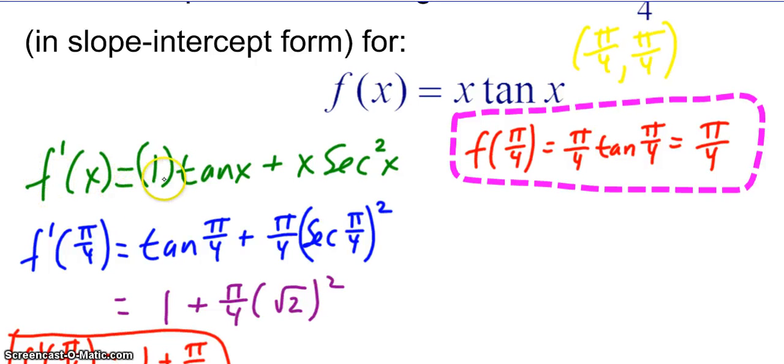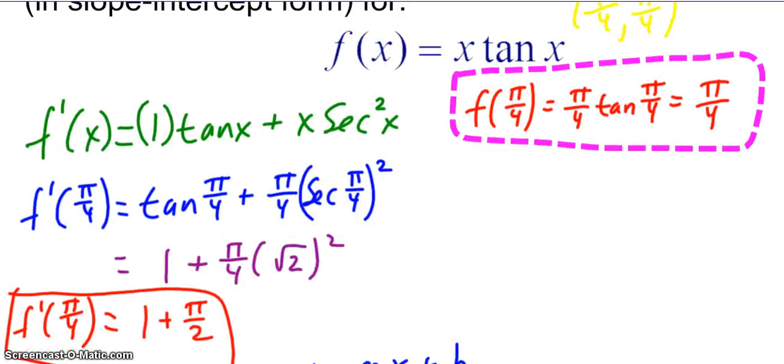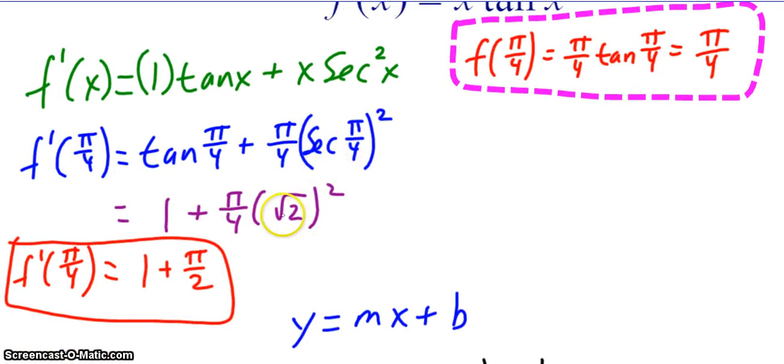So f prime of x is, we have to use the product rule, derivative of the first times the second plus the first times the derivative of the second. Now once I know the derivative, I need to find f prime of pi/4. So plug in pi/4: tangent of pi/4 plus pi/4 times the secant of pi/4 quantity squared. Tangent of pi/4 is 1. The secant of pi/4 is root 2. When I square root 2, it becomes 2. 2 times pi/4 is pi halves. So f prime of pi/4 is 1 plus pi halves. We do not want to type that into our calculator.